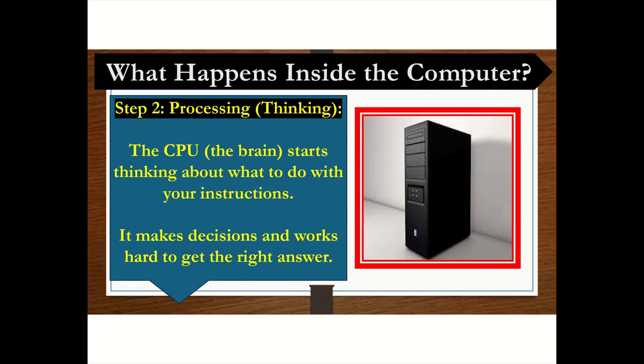What happens inside the computer? Step 2. Processing, thinking. The CPU, the brain, starts thinking about what to do with your instructions. It makes decisions and works hard to get the right answer.